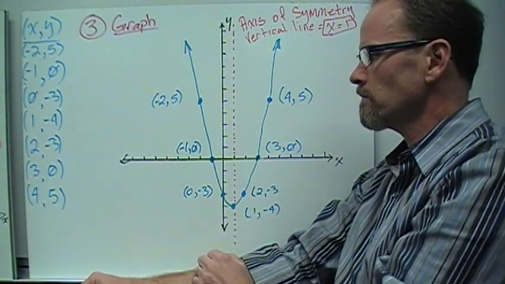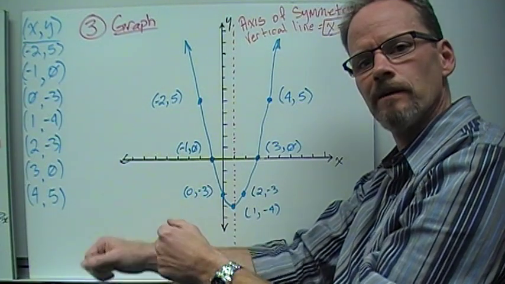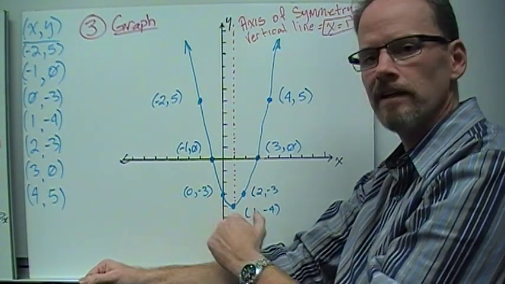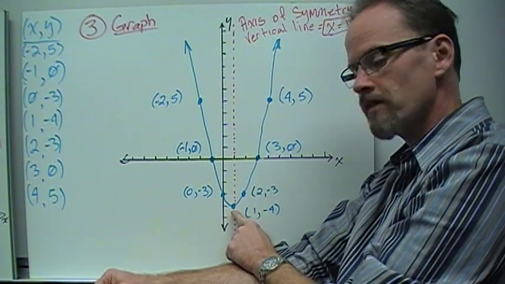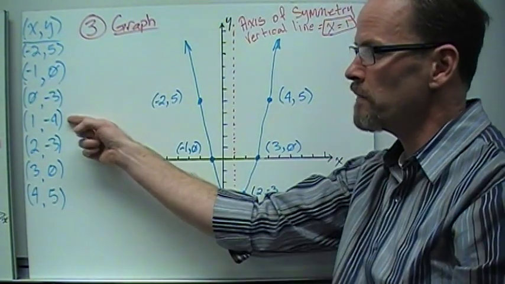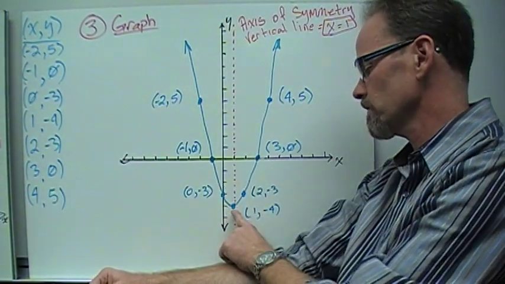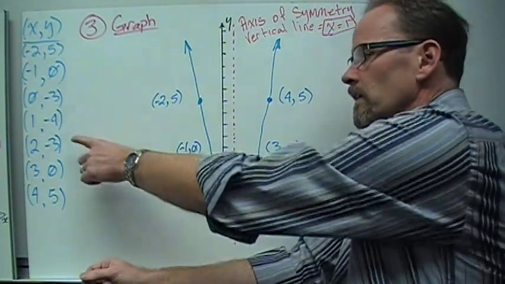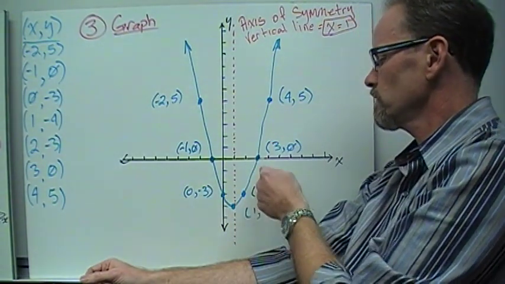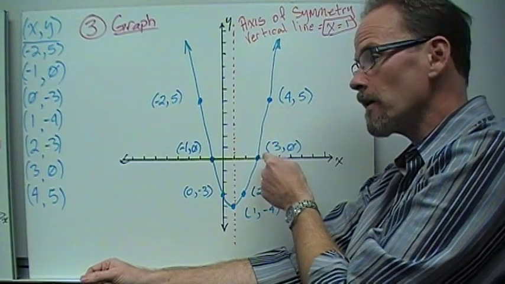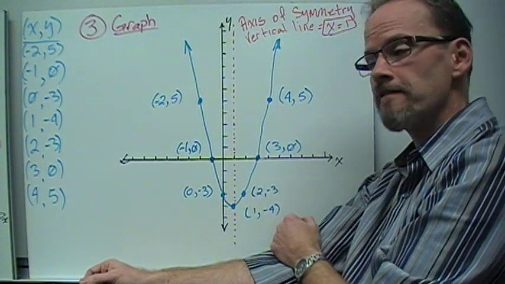1, -4. A little click to the right, and 4 clicks down. That's the vertex. If you remember, the middle value right there, the middle solution, is the vertex. And then I start going back up the other side. 2, -3, 3, 0, 4, 5.